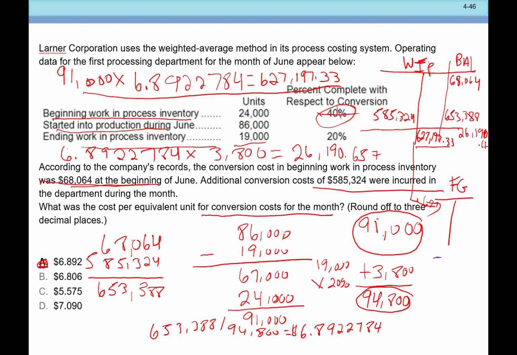So we would start out with what, 24,000? We would add the units started, which is what? 86,000. What's that, a total of 100,000? Huh? 110,000? Okay, 110,000. And then I would subtract out what? The ending, which is the 19,000. And I still come to this 91,000.